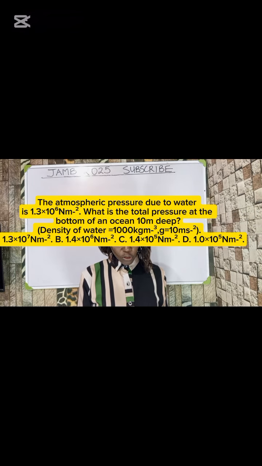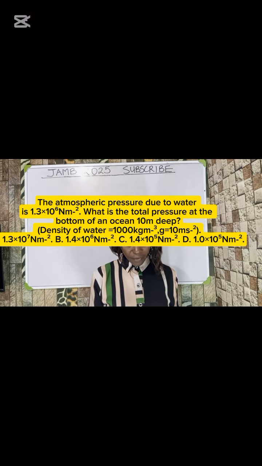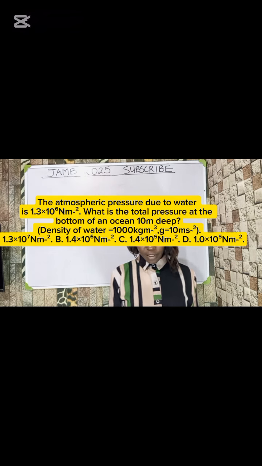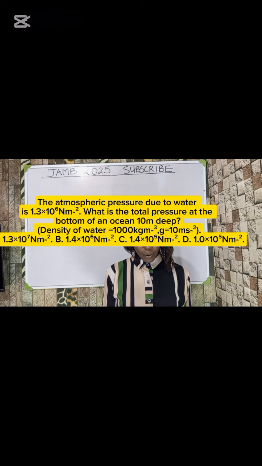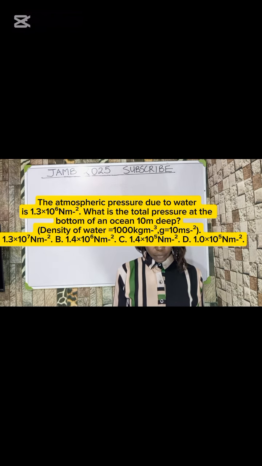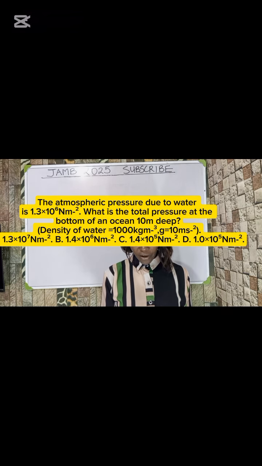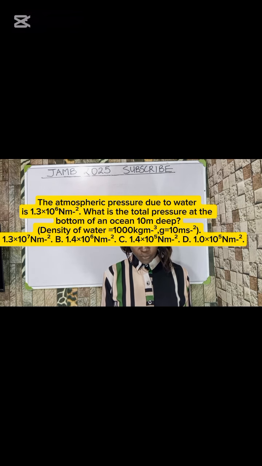The atmospheric pressure due to water is 1.3 times 10 to the power of 6 Newton per meter square. What is the total pressure at the bottom of an ocean 10 meters deep? We have the density of water as 1000 kilogram per meter cubed. We have G as 10 meters per second square. We have the following options. Option A, 1.3 times 10 to the power of 7 Newton per meter square. Option B, 1.4 times 10 to the power of 6 Newton per meter square. Option C, 1.4 times 10 to the power of 5 Newton per meter square. Option D, 1.0 times 10 to the power of 5 Newton per meter square.